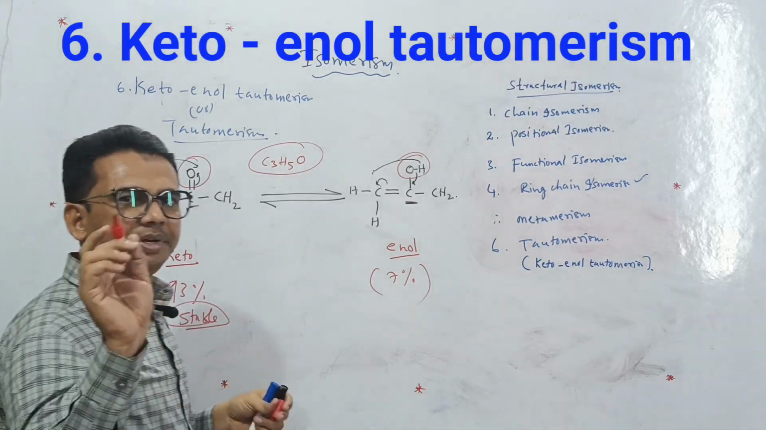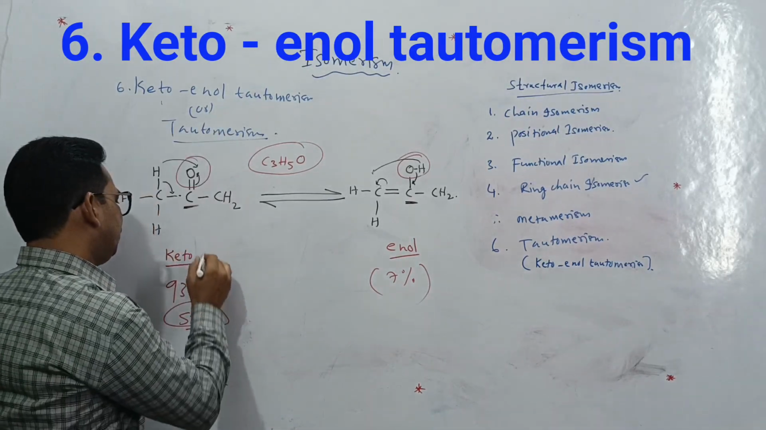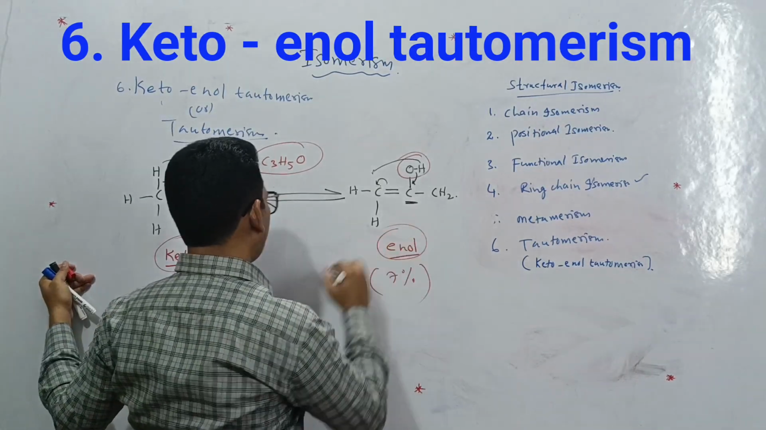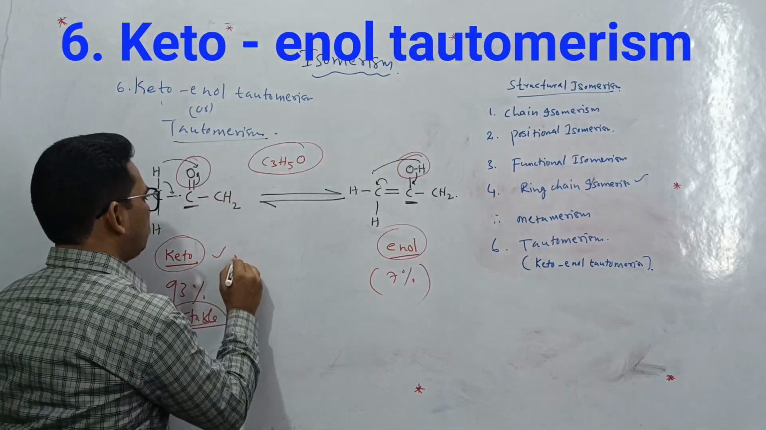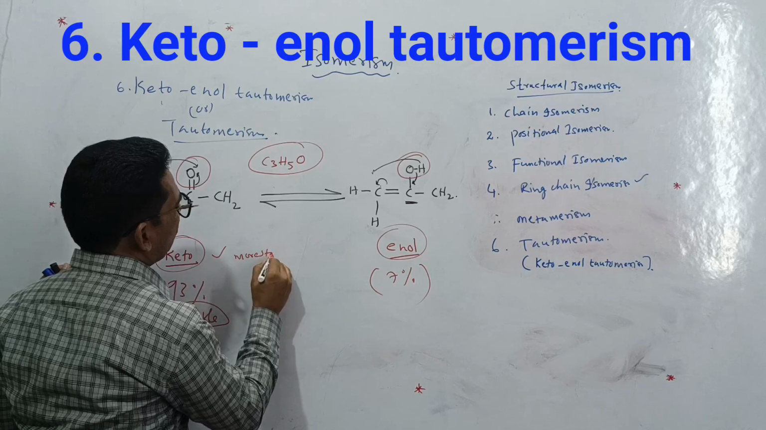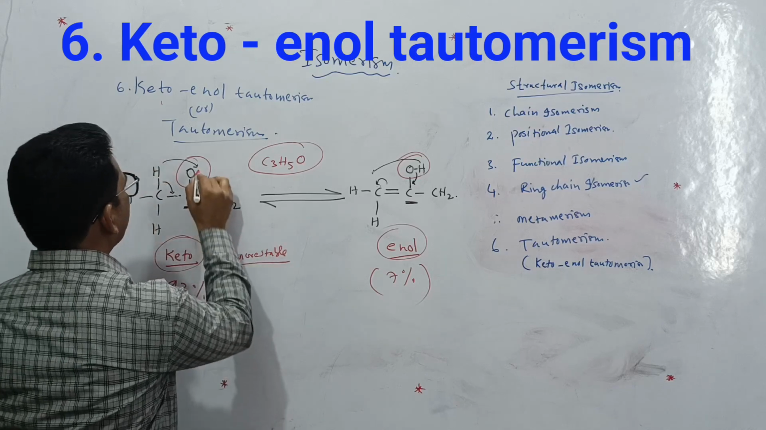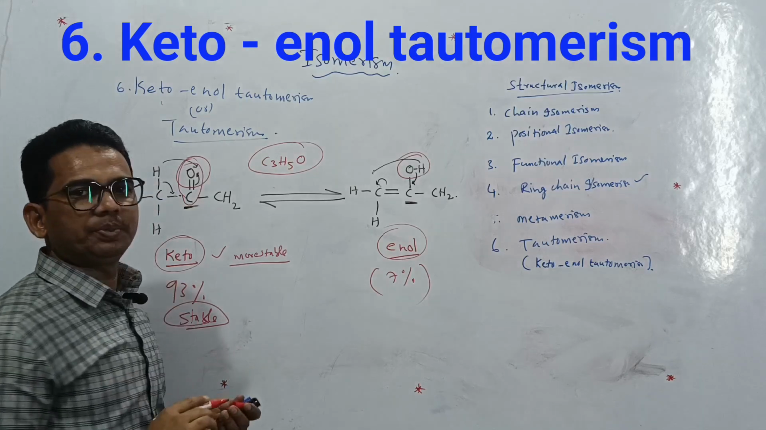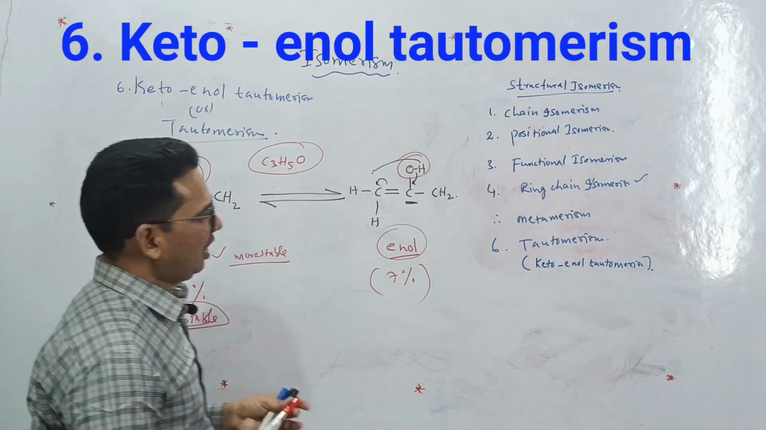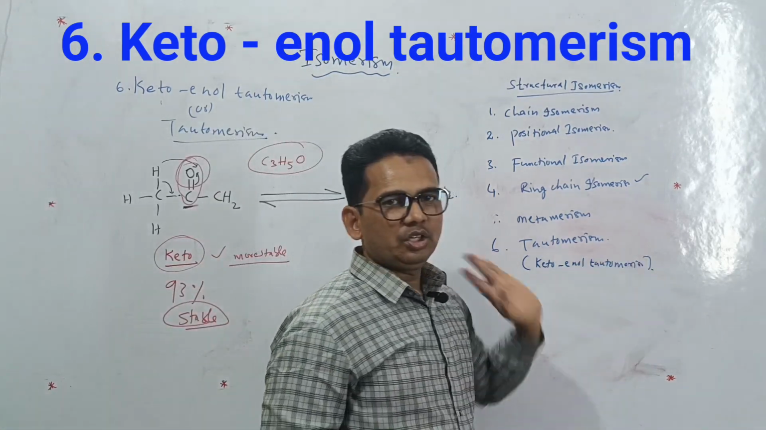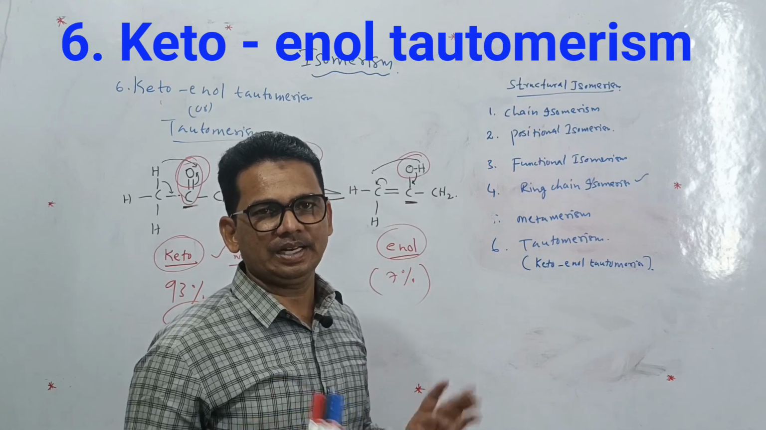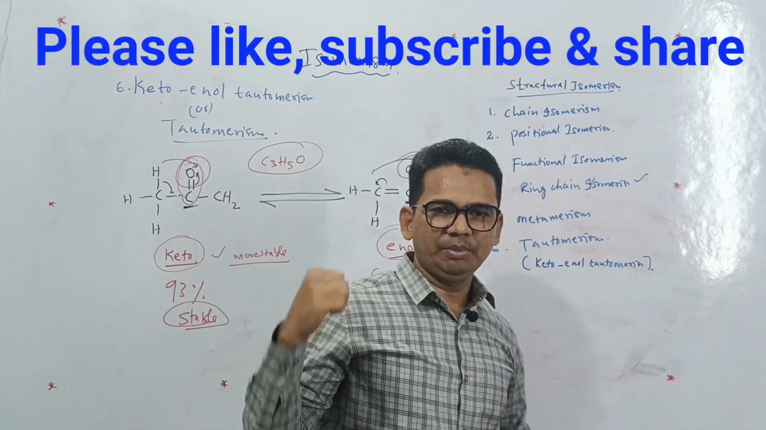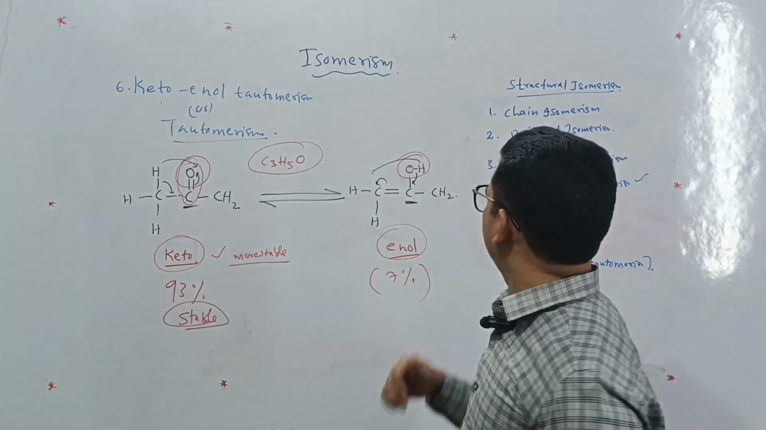But in competitive exams, they will ask which form is more stable in keto-enol tautomerism. You have to write that the keto form is more stable. Why is it more stable? Due to this ketone, the C double bond O group, the ketonic group. That's why it is called keto-enol tautomerism. This is structural isomerism. I hope you understood this. Next we will go for stereoisomerism.